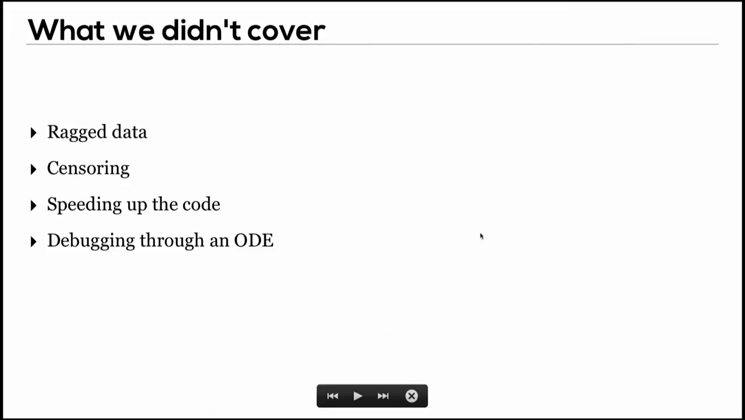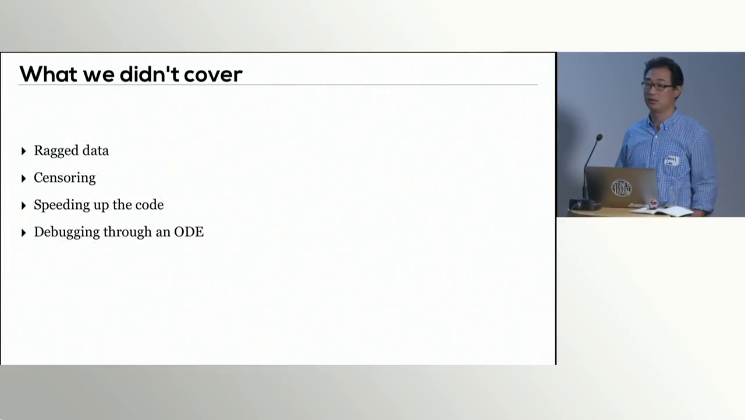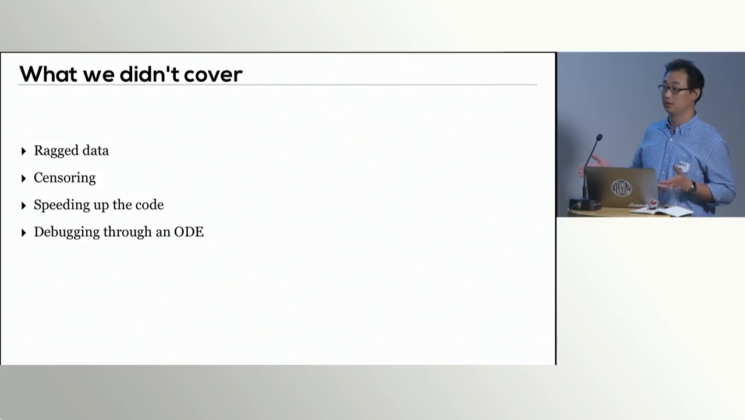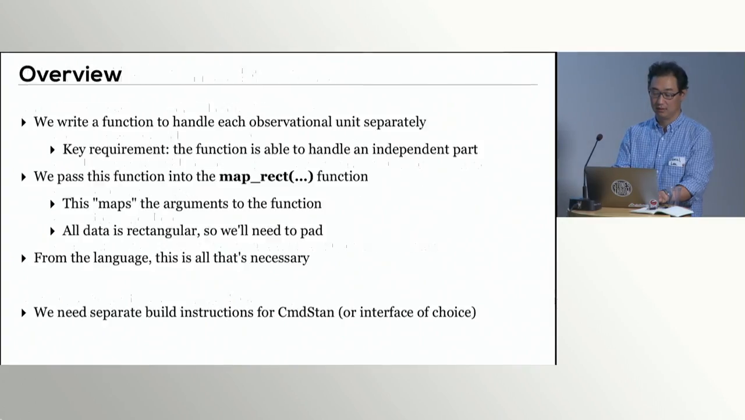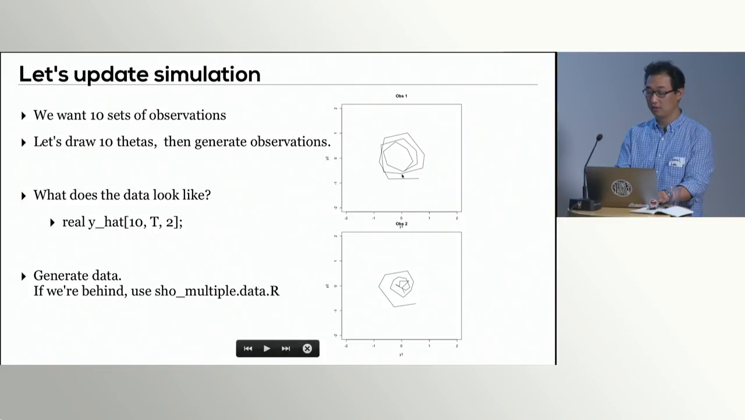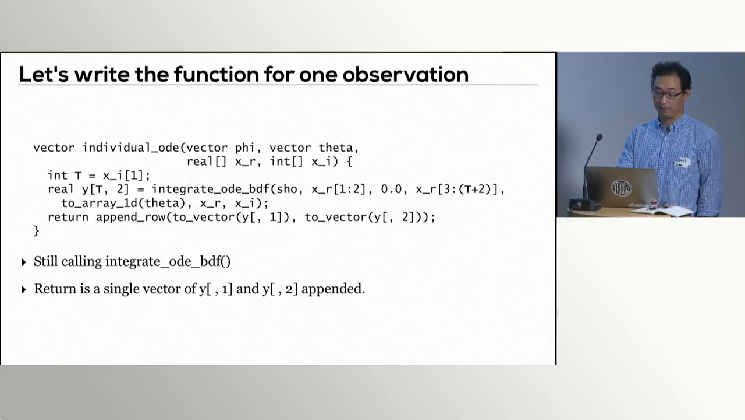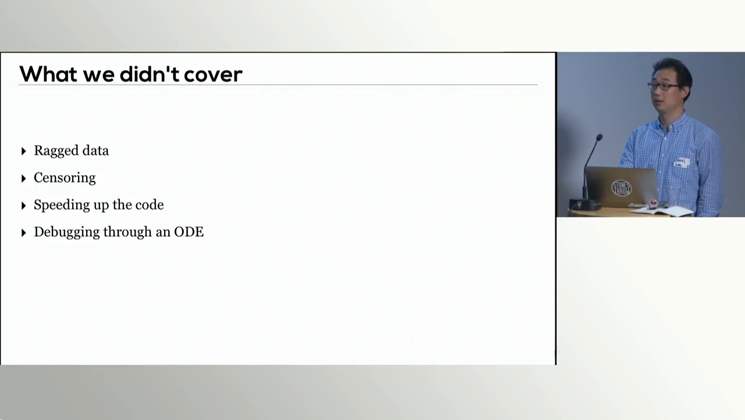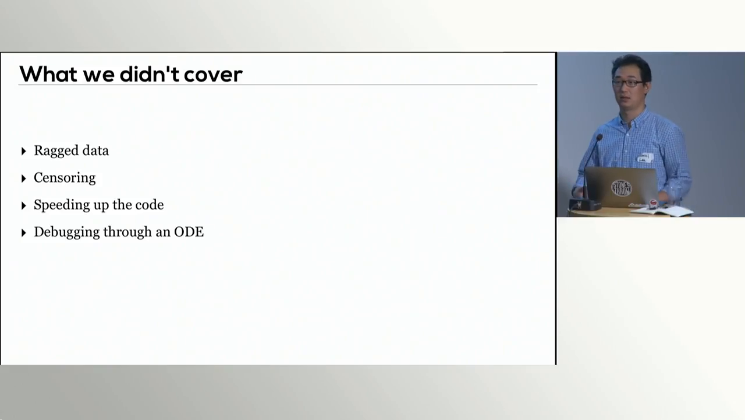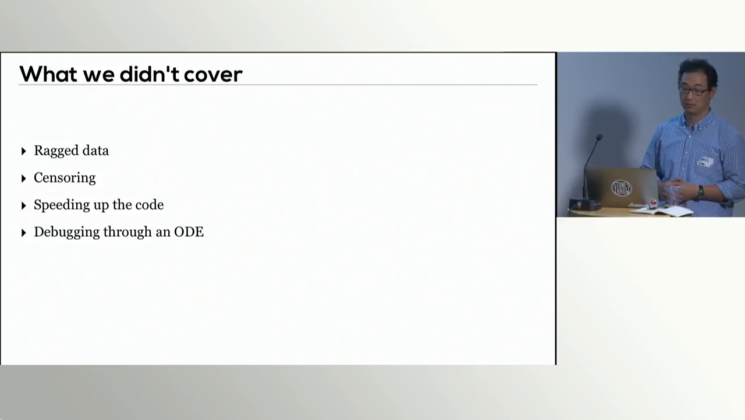All right, certain things that we didn't cover. Ragged data, I know I mentioned it. To use it inside map rect, you have to pad out each of those data structures because they're all rectangular. That's where the rect comes from. Censoring is just part of the model. For example, if you have sensor data and you know there are data points in this quadrant, but you don't know where inside the quadrant, that's not a big deal. You can just write a model to do censoring. That has no effect on how you write your ODE. It's just how you write your likelihood term.